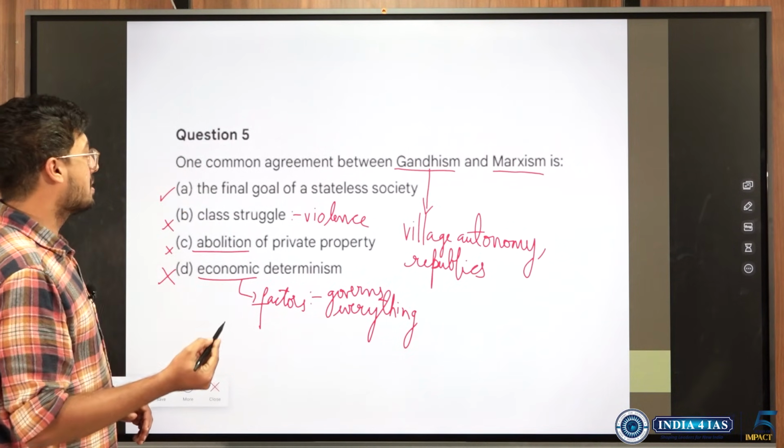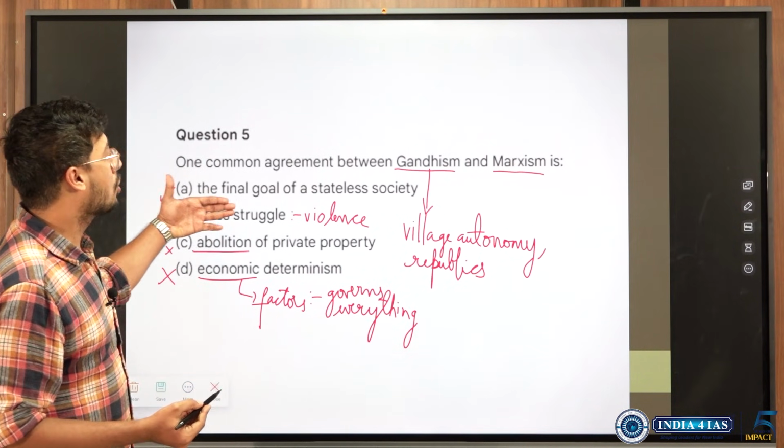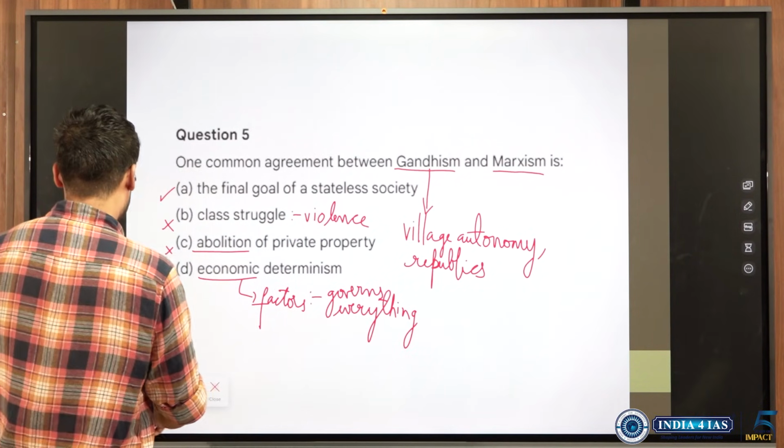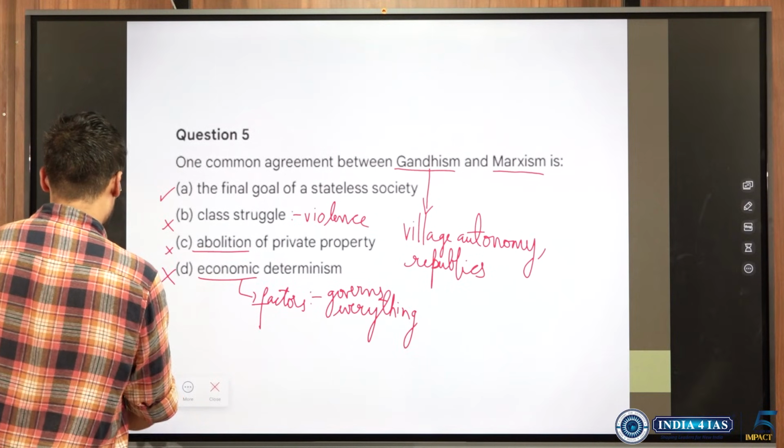And what did Marxism say? Marxism also wanted the final goal of a stateless society, because if we have to look at the theory of Marxism, we'll briefly look at it.